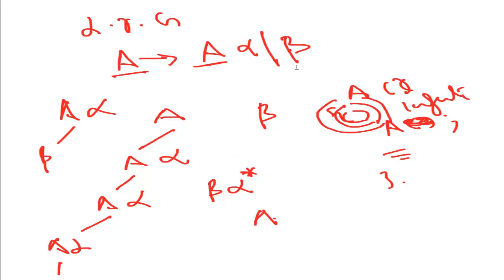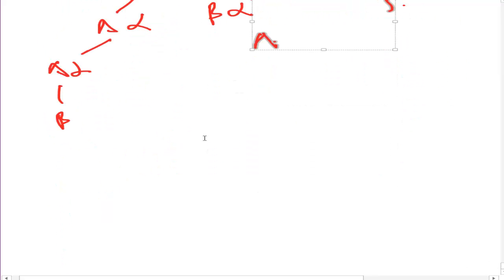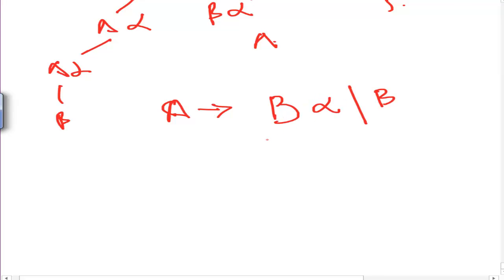This is the direct left recursion. We can have something else. We'll see, for example, this: A goes to B alpha or beta. Now this B goes to A beta, for example.